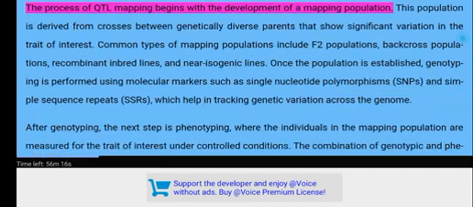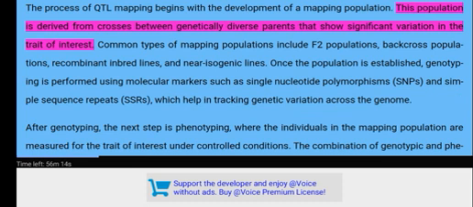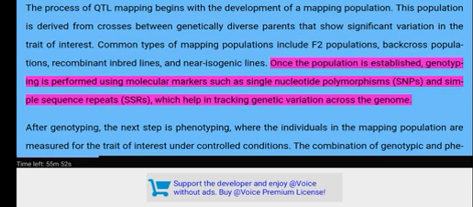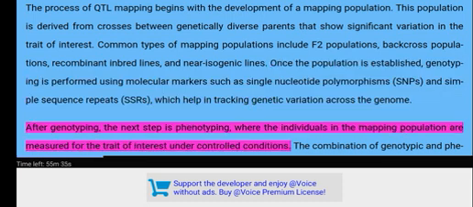The process of QTL mapping begins with the development of a mapping population. This population is derived from crosses between genetically diverse parents that show significant variation in the trait of interest. Common types of mapping populations include F2 populations, backcross populations, recombinant inbred lines, and near isogenic lines. Once the population is established, genotyping is performed using molecular markers such as single nucleotide polymorphisms (SNPs) and simple sequence repeats (SSRs), which help in tracking genetic variation across the genome.